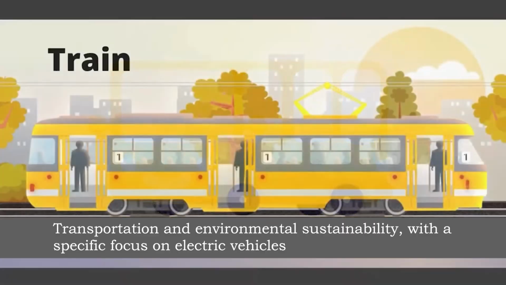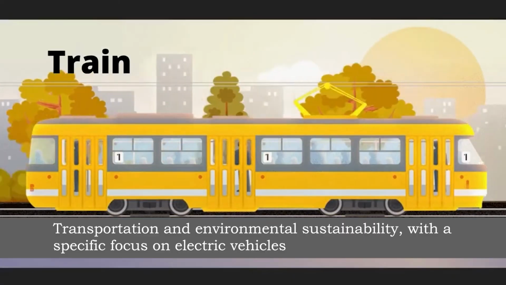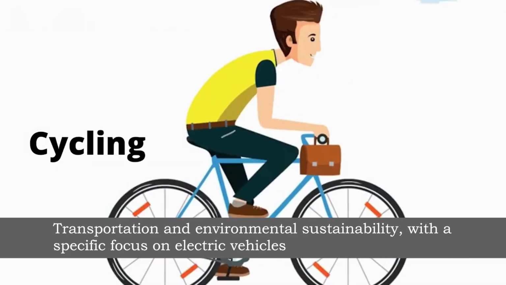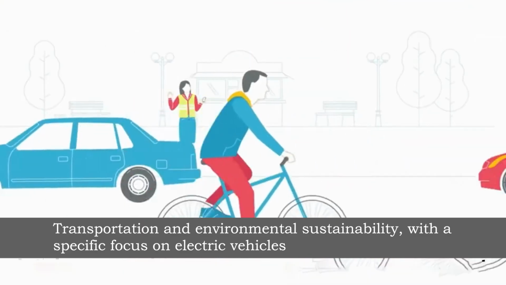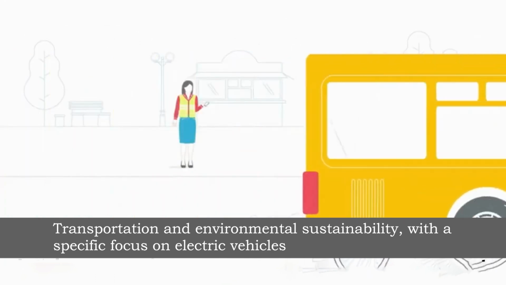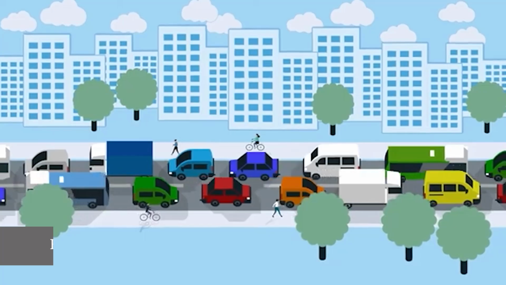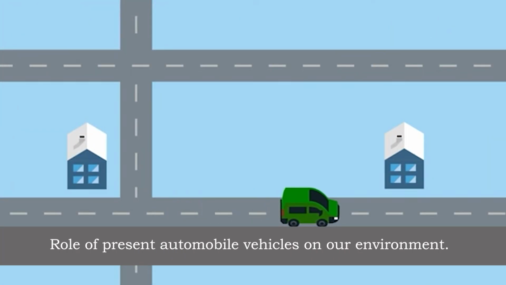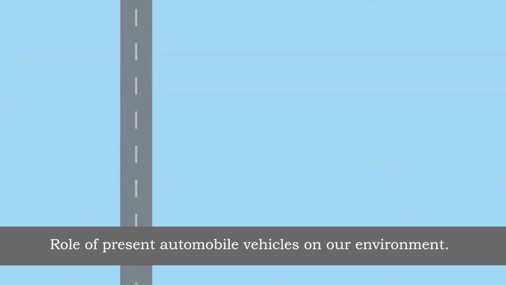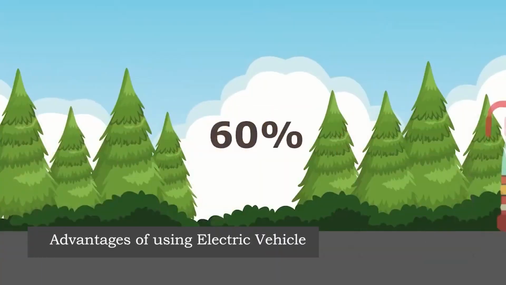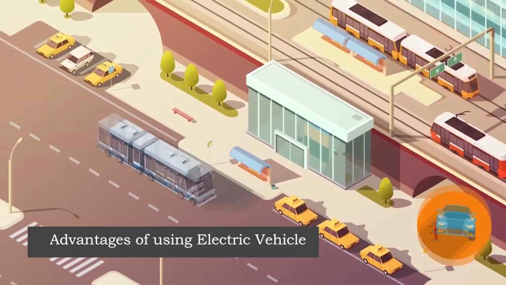In this series, we will explore the connection between transportation and environmental sustainability with a specific focus on electric vehicles. These points are: first, role of present automobile vehicles on our environment; second, advantages of using electric vehicles. So let's discuss our first topic, that is, role of present automobiles on our environment.